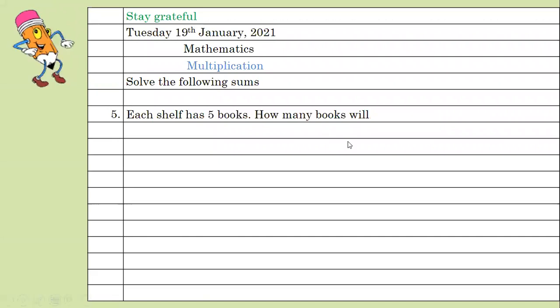So, this was one I wanted you to try on your own, but I'm seeing that the entire sum isn't here. So let's write in some more. Each shelf has 5 books. How many books will 7 shelves have? So I want you to work this one out on your own and send me a picture of what you get. So write your word statement, write your number statement, write your answer, write the object, and send me a picture of what you get.